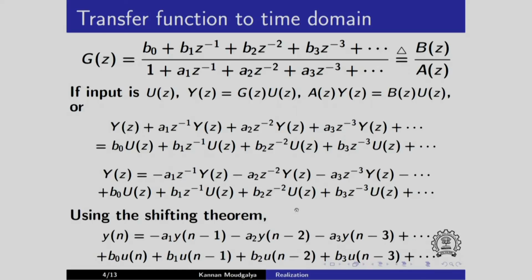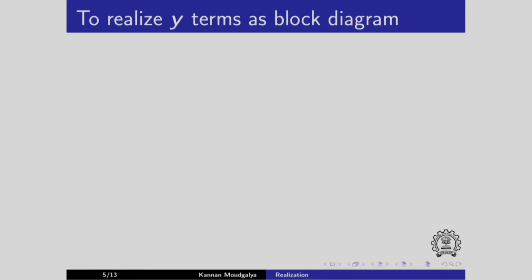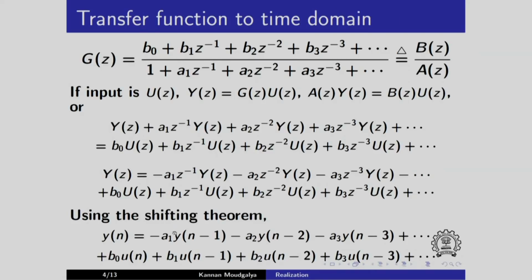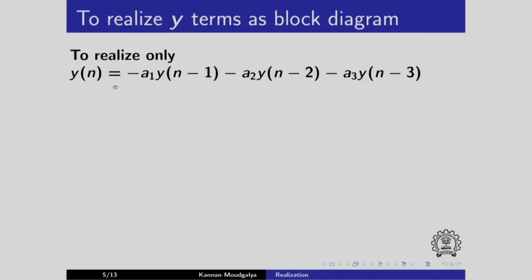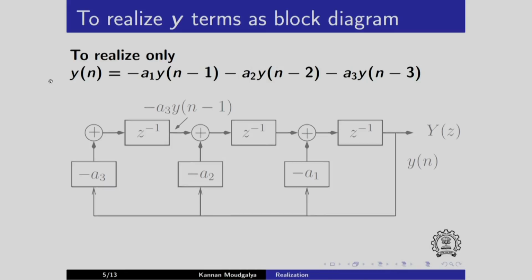So let us take it to the next slide. What we will do is we will realize only the Y terms. Remember, we have both Y terms and U terms, but we will first realize only the Y terms. So let us start with this. How do we realize this? For this I am going to use a block diagram given here.